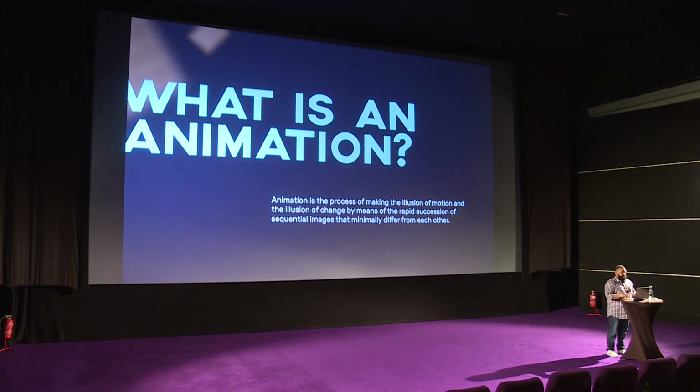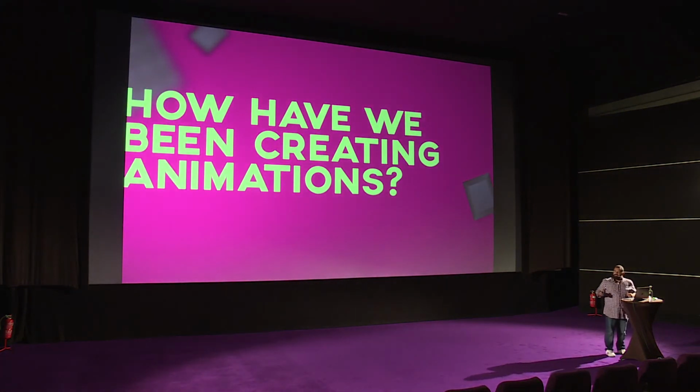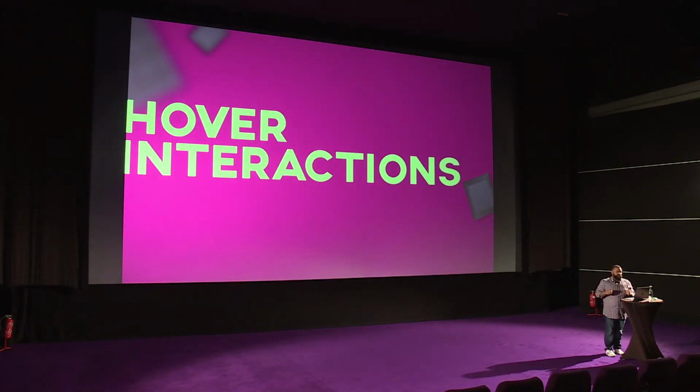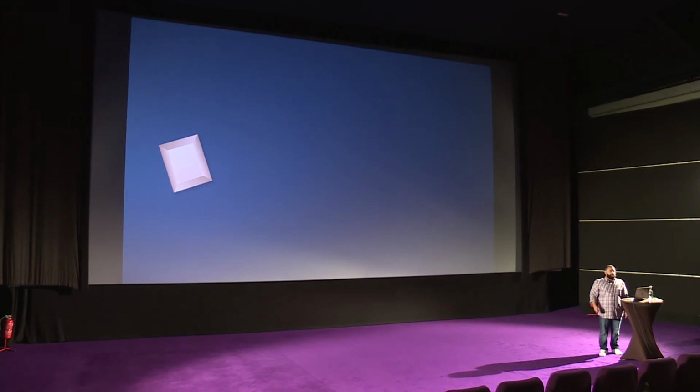It's basically what it's saying here. And that brings us to the next question: how have we been creating animations until now? We have this first one here, the hover interaction. That's basically any time we have an element, and when the user hovers over this element with the mouse, it will have some action. So for example, if I want to increase and decrease my chocolate when the user starts the hover interaction, what I would have to do is basically this.